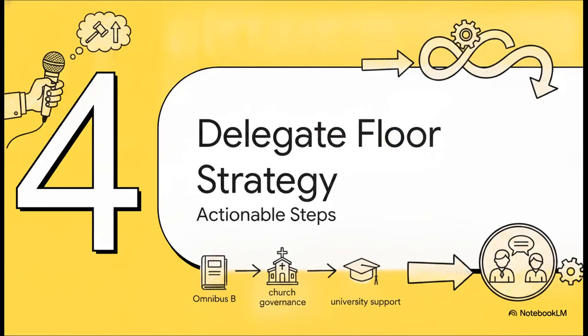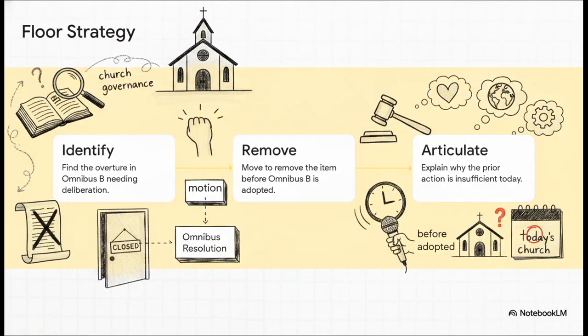Section 4. The Delegate Floor Strategy. Actionable steps. So what do you do about all this? If you look at these items, or any others in Omnibus B involving creation, university support, or governance, and you think a previous action just doesn't sufficiently answer a present concern, you have a voice. There is a real mechanism to act. Here is your exact floor strategy.